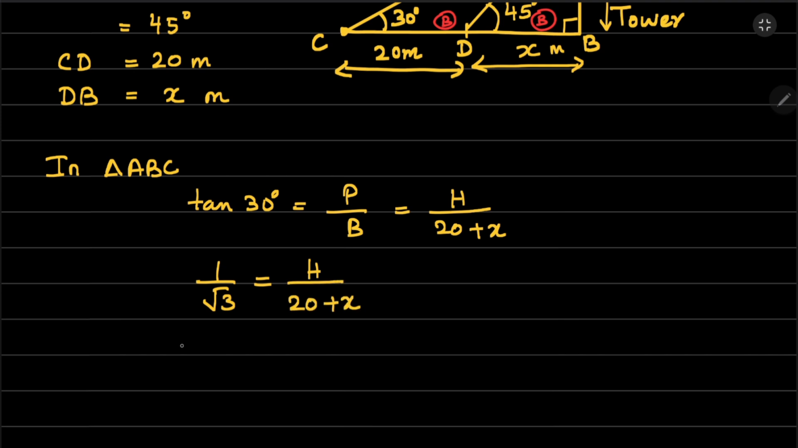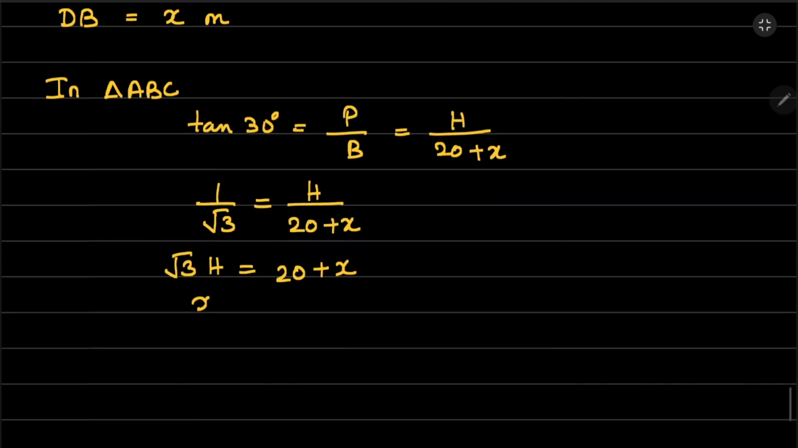Cross multiply, what do you get? Root 3 H is equal to 20 plus x. Let us write x in terms of H. x is equal to root 3 H minus 20. Let this be equation 1.